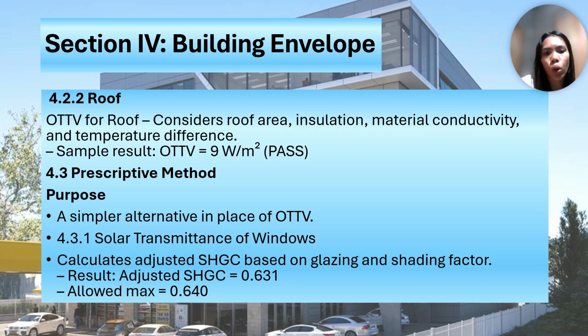Next is the roof. So OTTV for roof considers roof area, insulation, material conductivity, and temperature difference. Sample result is OTTV is equal to 9 watts per meter squared. So roof insulation significantly lowers heat transfer from solar radiation.